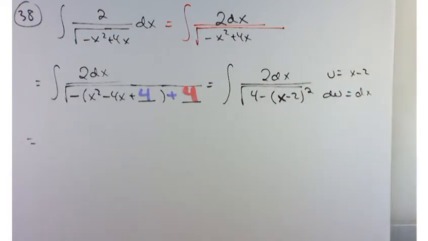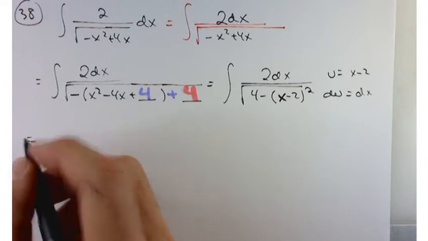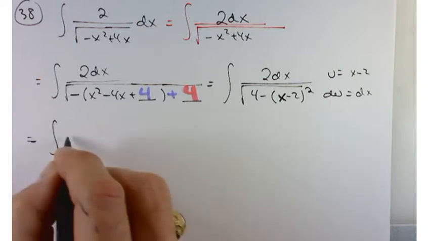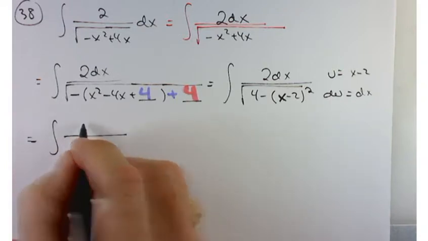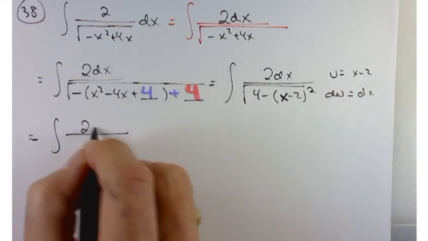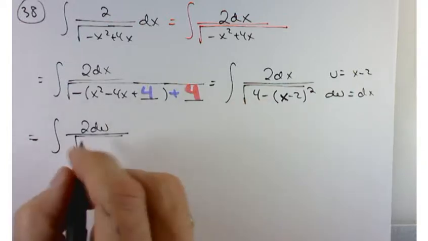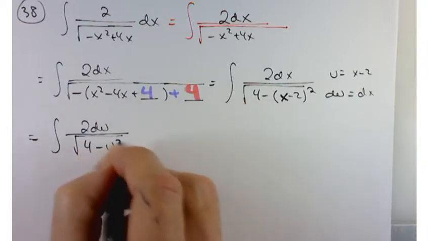You know what? I'm not going to formally do that u substitution. Maybe a couple of you are looking at it like, you know what, do the u substitution. So here, let's do the u substitution. du equals dx. So it's going to be 2 du. 4 is not affected by this. It's going to be 4 minus u squared.